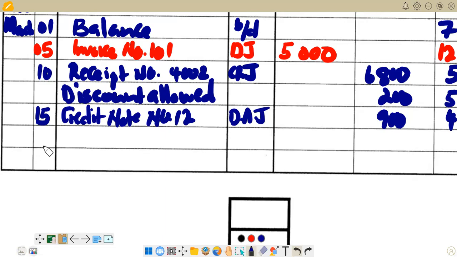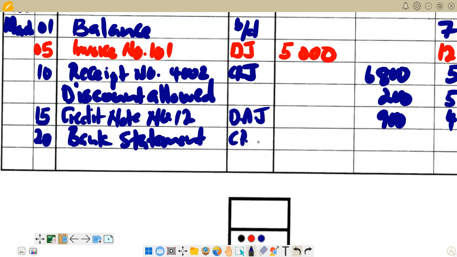And the date, remember, it's 20. We have got 20, and then this is coming from the bank statement. So here we can give a specification of bank statement, and the journal that we are taking the information from is the cash payments journal, and the amount is 6,800. So what does it mean now?